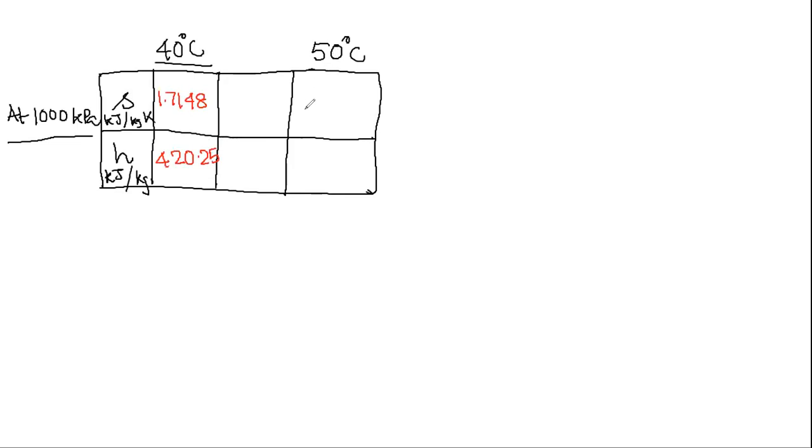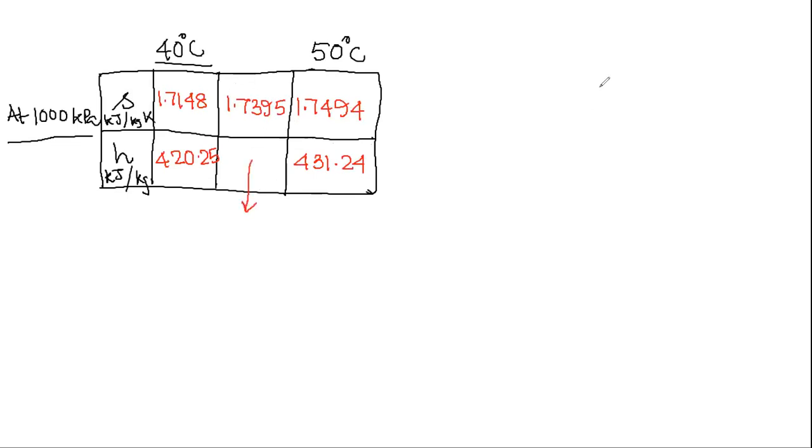Corresponding to 50 degrees centigrade, the entropy value is 1.7494, and corresponding enthalpy value is 431.24. Now this entropy is known, that is S2. So this is 7395. The aim of the linear interpolation is to calculate what is the missing value here.